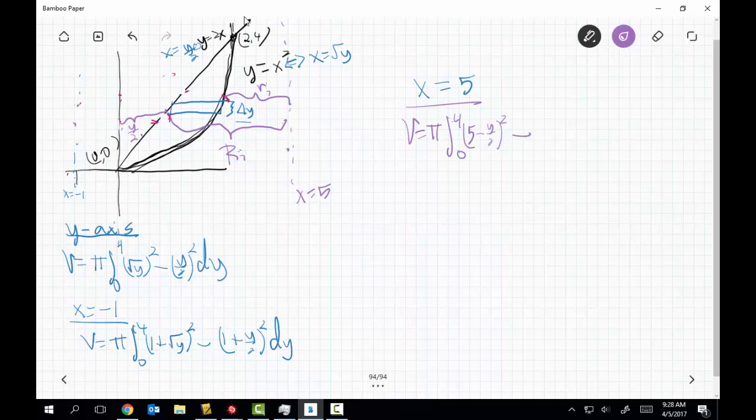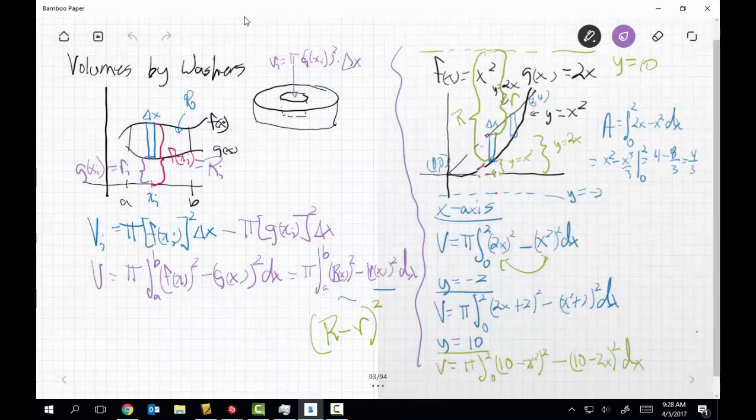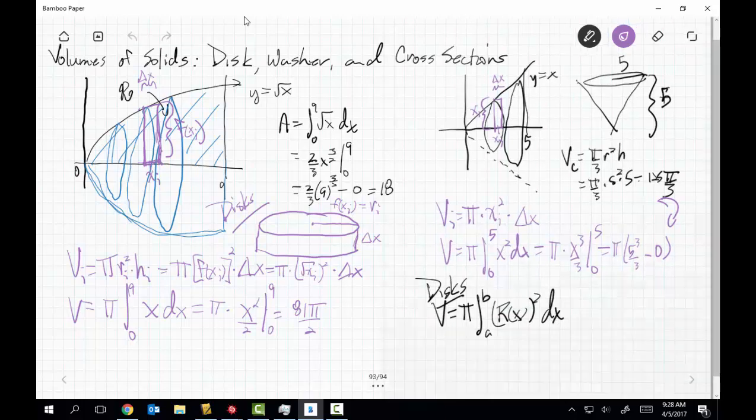Minus, now I have to carve out the middle, I have to core it. I've never used core before, that's kind of cool. This is always 5. This distance, however, is always root y. So if I want the little radius, I simply go 5 minus root y squared dy. And I'm done. That's it. That is discs. These are discs. And these are washers.